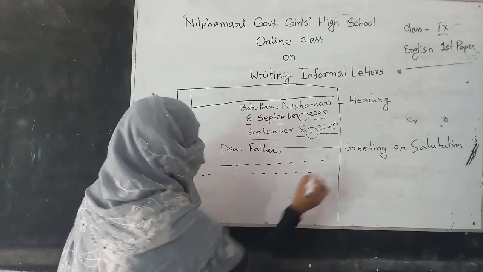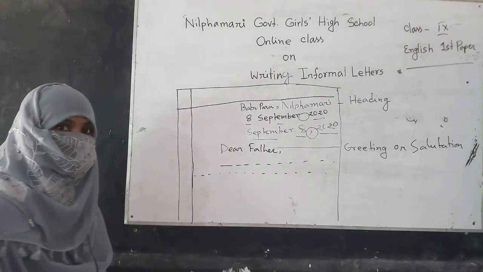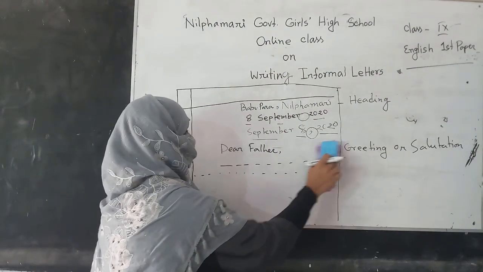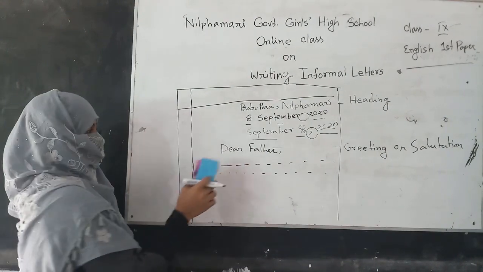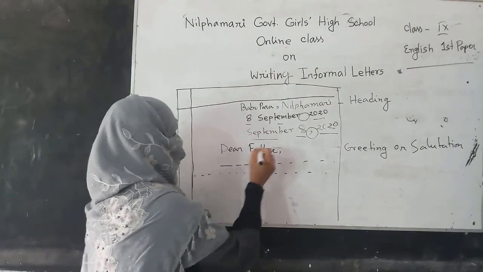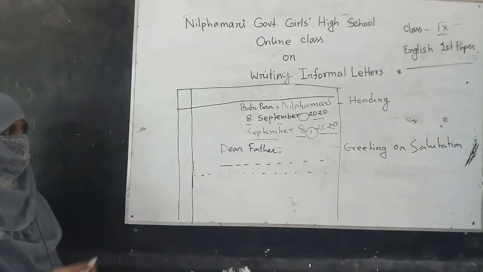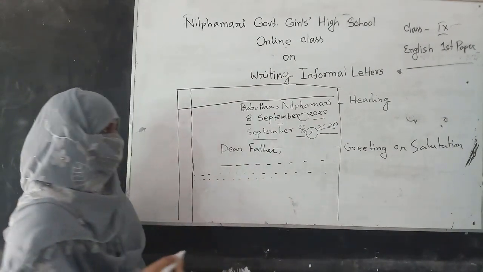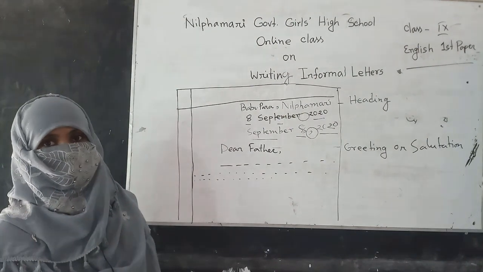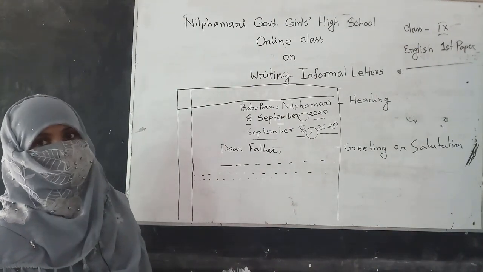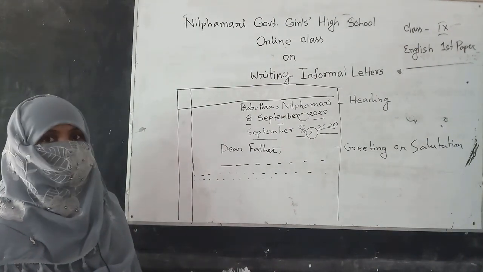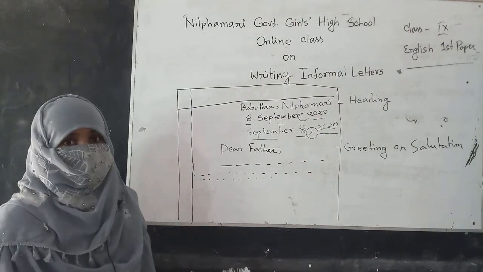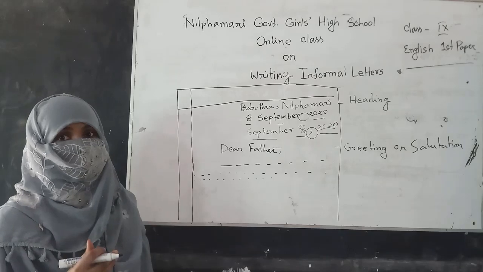In the body, you have to write several paras. This is not a paragraph, this is an informal letter, and you have to write many things here, your personal point of view. So there will be many paragraphs here. But mandatorily, you have to write 3 paras here.